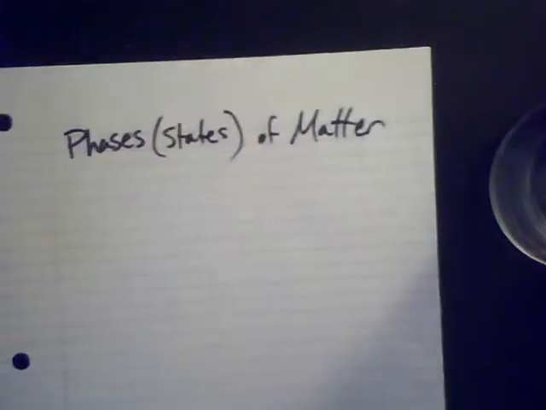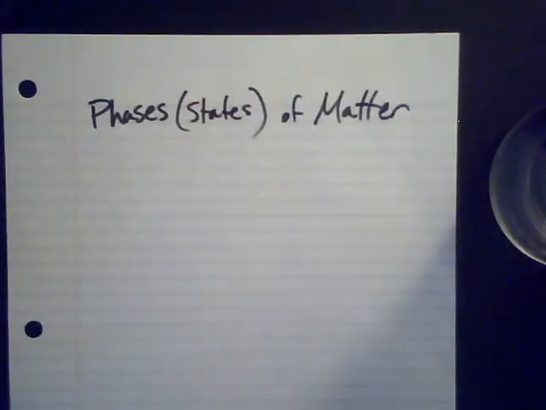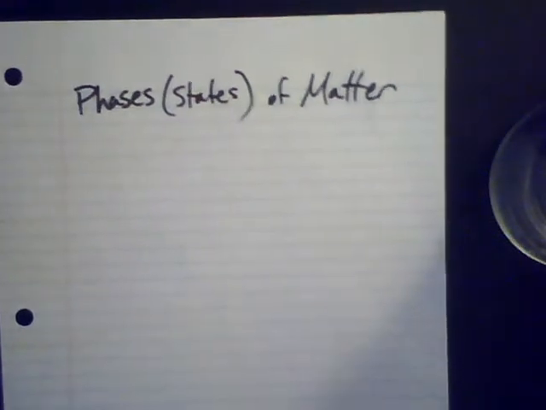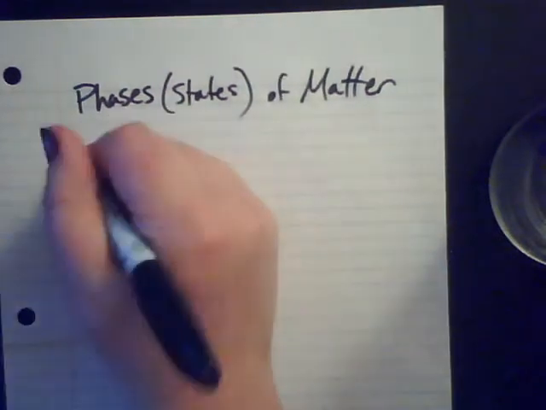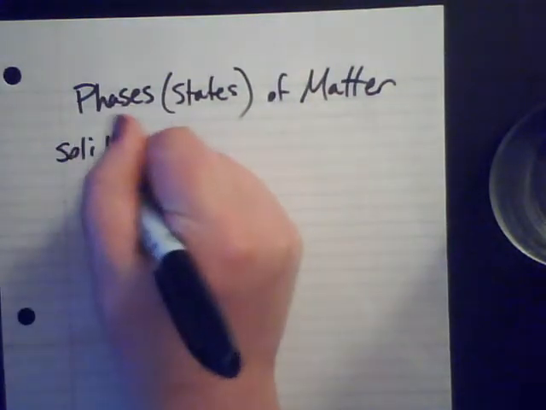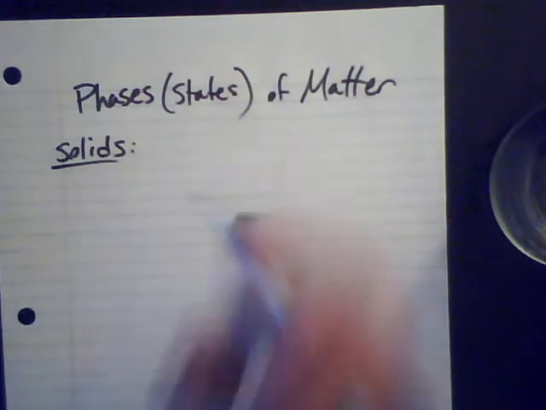And again, the reason that we care about matter is because chemistry is the study of matter. So we want to know everything about the structure and the behavior of matter. And so the phase of matter is important. So we talk about solids, liquids, and gases. So let's start with solids.